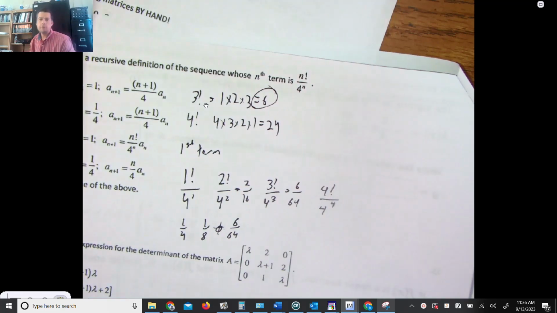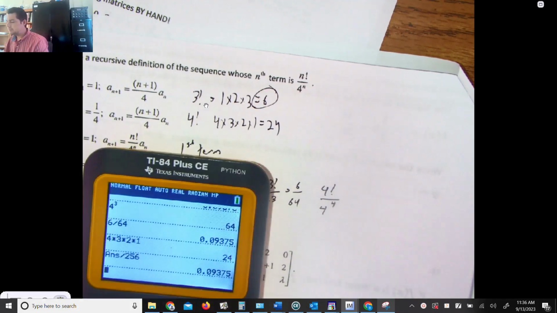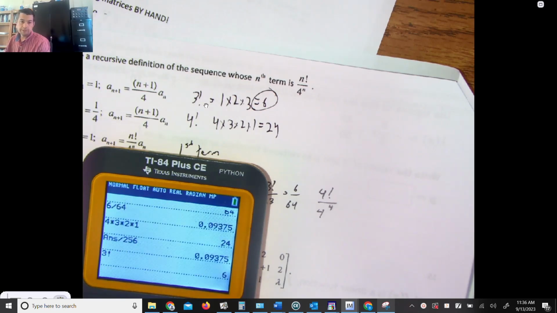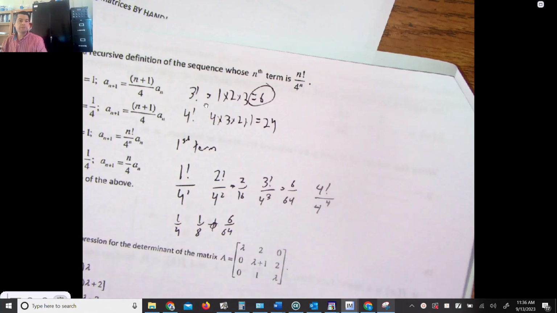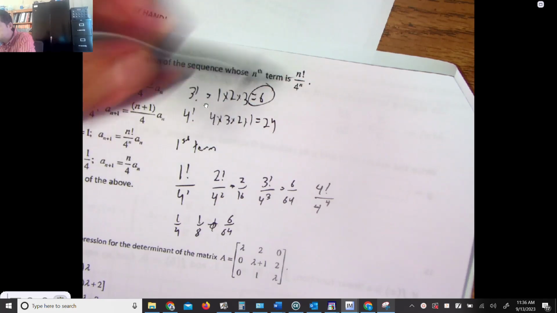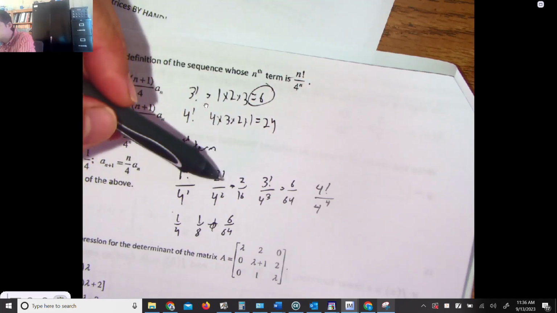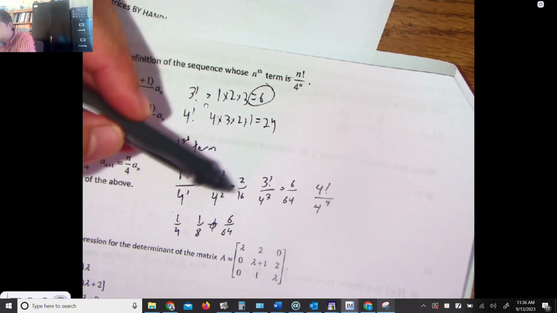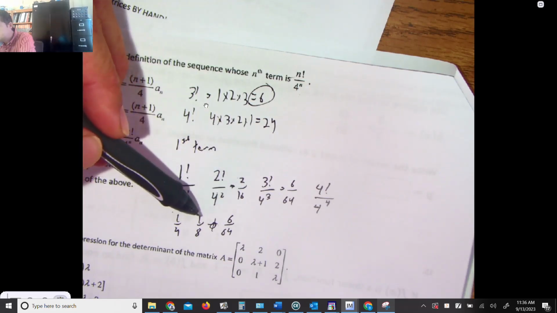Like if you don't know that 3 factorial is 1 times 2 times 3, you can hit 3, math, number, scroll over to probability, and there's a factorial key. It's 6. All right. 4 factorial would be 4 times 3 times 2 times 1, which is 24. So the first term would be 1 factorial over 4 to the first, which is a quarter. The second term is 2 factorial over 4 squared, which is 2/16, which is an eighth.